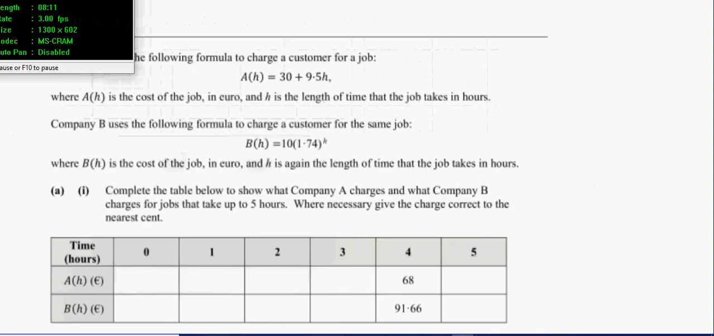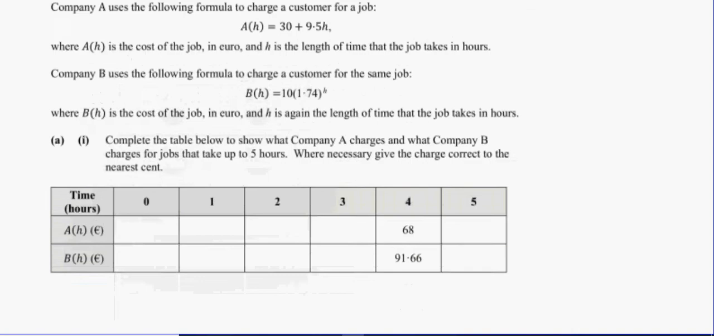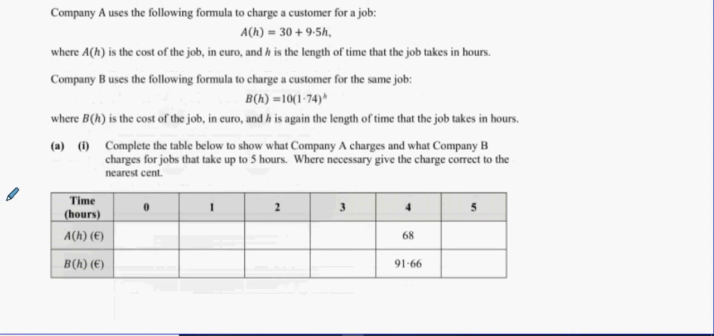Everybody, Company A uses the formula to charge for a job. Company B uses this formula to charge for the same job. You all threw them into your table function, did you? You replace H with X, and you know how to do it. So what are the numbers I have here then?